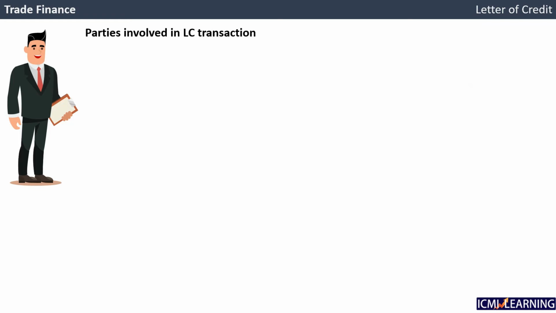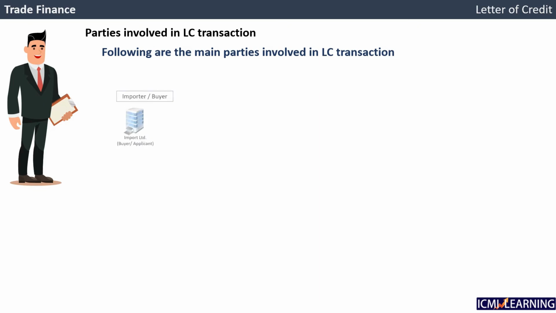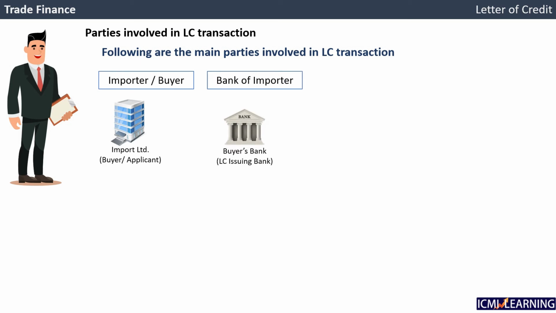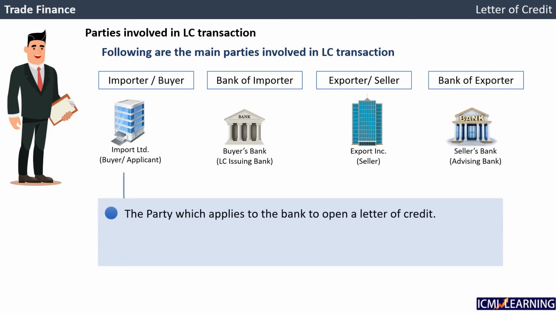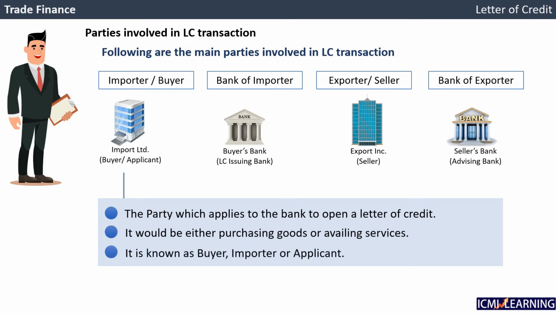Parties involved in LC transaction. Following are the main parties involved in LC transaction: importer or buyer, bank of importer, exporter or seller, bank of exporter. The importer or buyer is the party which applies to the bank to open a letter of credit. It would be either purchasing goods or availing services. It is known as buyer, importer, or applicant.